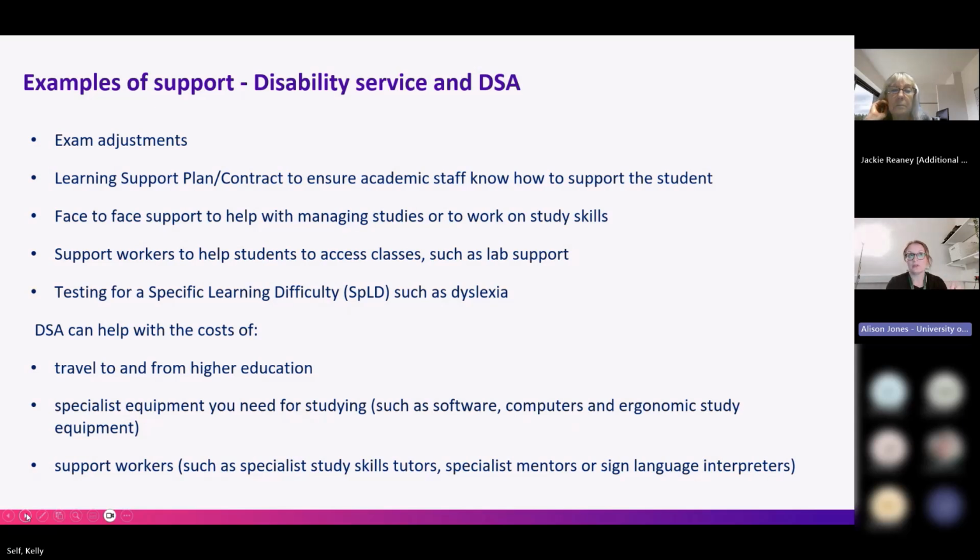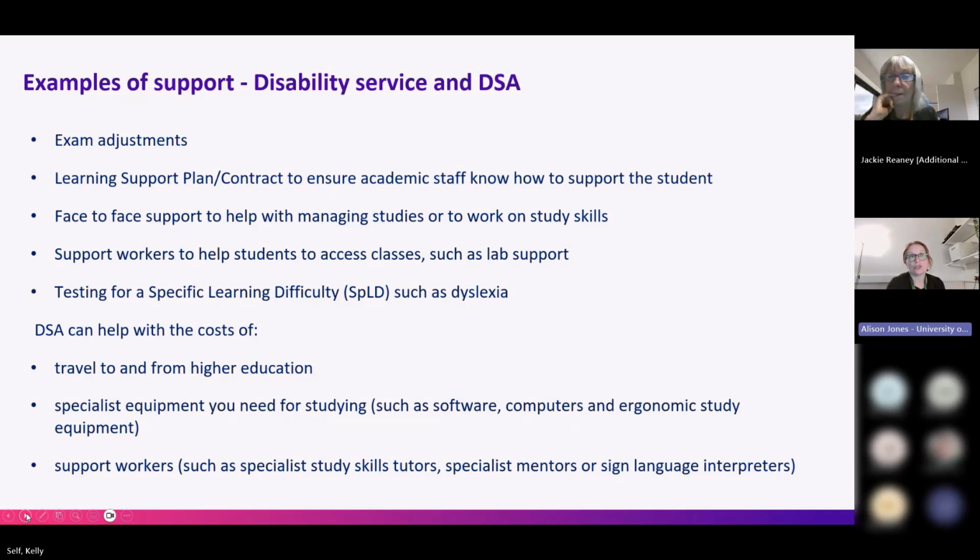The reason why some universities do that is because to apply for Disabled Students' Allowances, a student with a specific learning difficulty does need to have a full diagnostic assessment to confirm their diagnosis. But because some universities can put in place support for students without that same high level of evidence, it might be that a student can access a lot of support within the university without that diagnostic assessment.